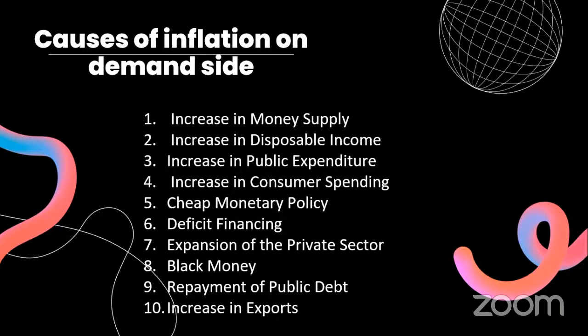Eight is black money. The existence of black money in all countries due to corruption, tax evasion, etc., increases the aggregate demand. Nine is repayment of public debt. Whenever the government repays its past internal debt to the public, it also leads to an increase in money supply with the public. And the last is increase in export. When the demand for domestically produced goods increases in foreign countries, this raises the earnings of industries producing export commodities.